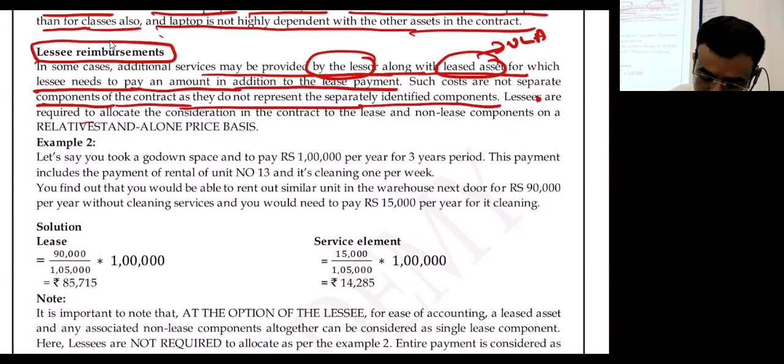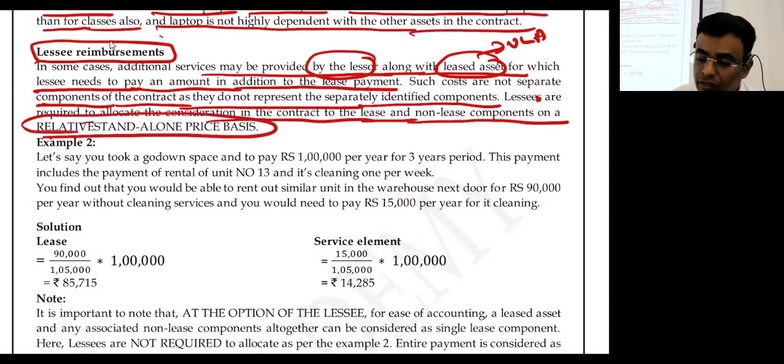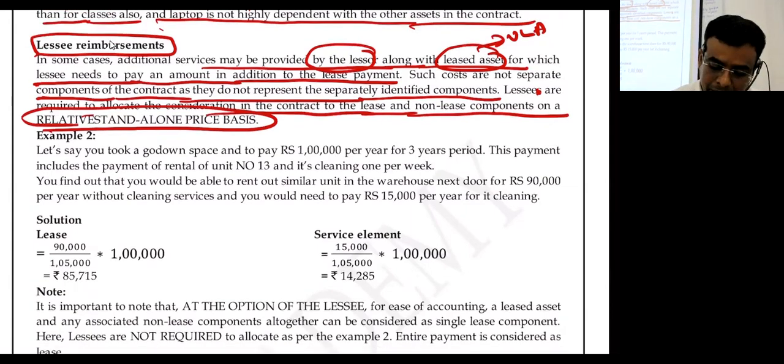lessees are required to allocate the consideration of the contract to the lease and non-lease components on relative standalone selling price, and relative standalone selling price. In the car they give, and the driver they give, these are two contracts. For the driver you pay salary. One is a lease, another is a non-lease contract. Do you agree with me? So, example number 2.